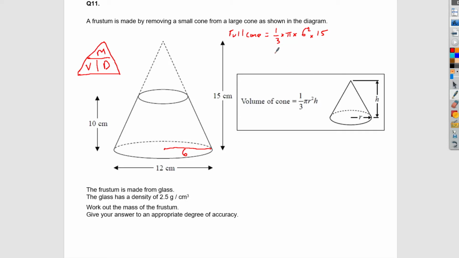Okay. If we put all that in our calculator, using your fraction button, 1/3 times shift pi times 36 times 15, it's going to give me 180 pi.